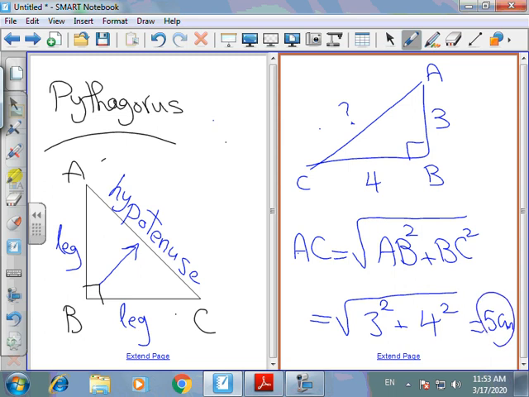So that's simply Pythagoras, that I can find any side if I have the other two sides in a right angled triangle. Of course, if it's not a right angled triangle, there isn't a hypotenuse and there isn't Pythagoras. So Pythagoras only works with the right angled triangle.